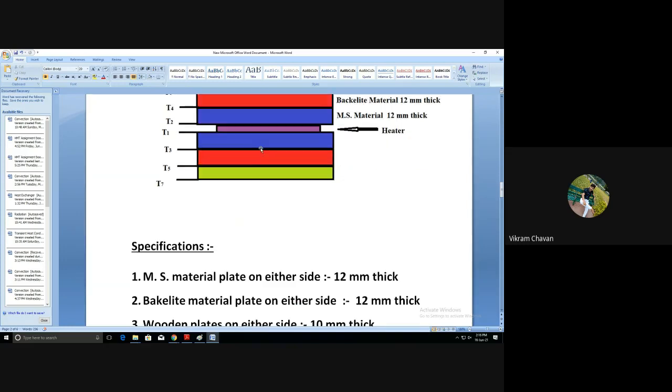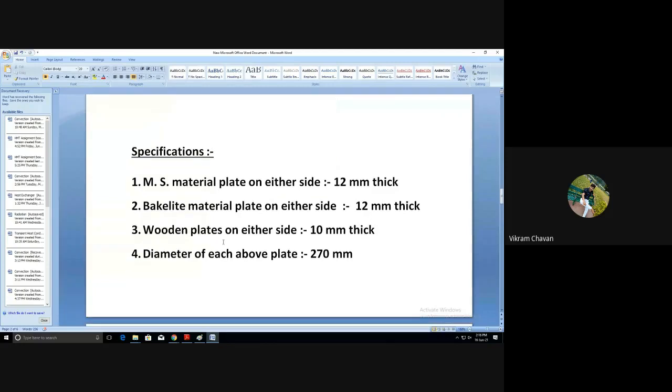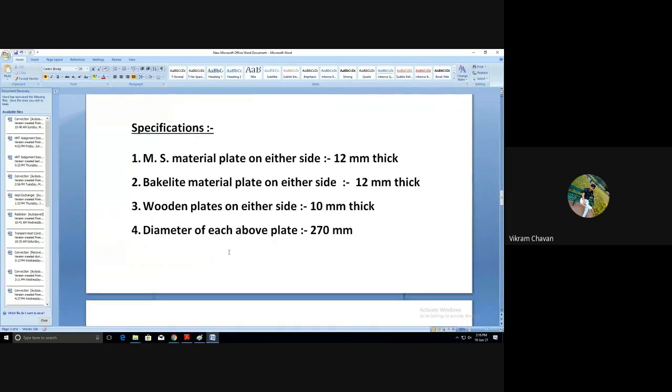Here we have to consider the specification: EMS material plate on either side having a thickness of 12 mm, bakelite material plate on either side having a thickness of 12 mm, and wooden plate on either side having a thickness of 10 mm. These plates are circular, and each plate diameter is 270 mm. The thickness is known to you, and the plate geometry is known.